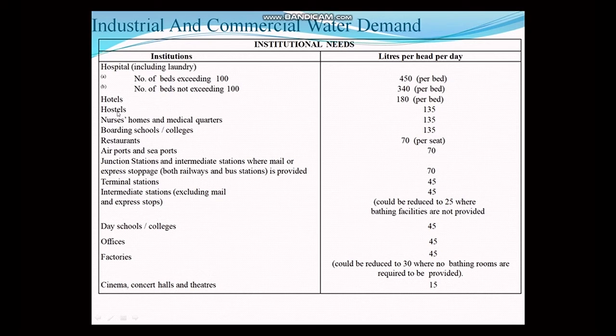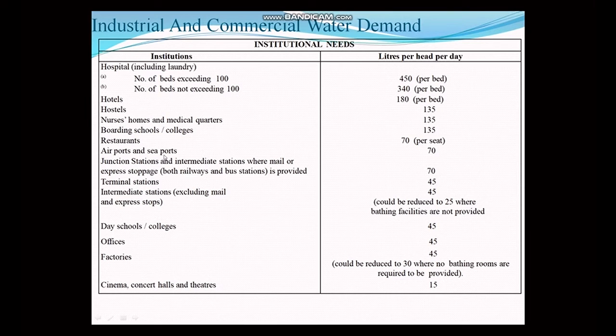Now we come to the hostels, and for this purpose the required water supply or water demand is 135 liter per day per head. For nurses' homes and medical quarters, the required water supply is 135 LPCD. For boarding schools or colleges, the required water supply or water demand is 135 LPCD. For restaurants, the required water supply is 70 liter per day per seat, not LPCD.